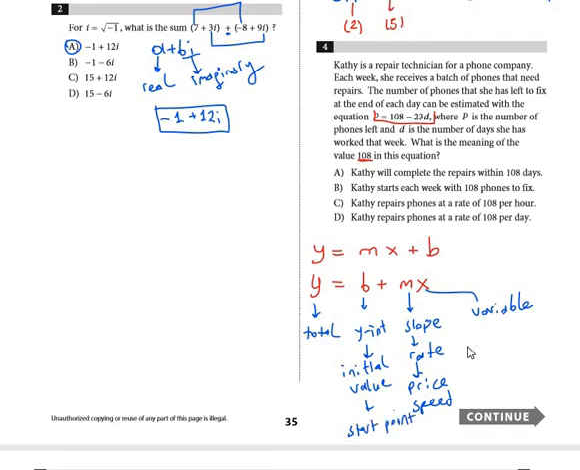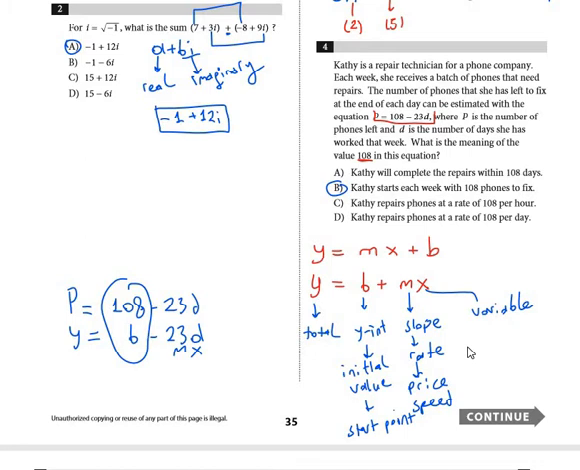So let's match up our equation P equals 108 minus 23D. It is something like this. So P equals 108 minus 23D is something like y equals b minus 23d or b minus 23 mx. So here this is b, which is the y-intercept, which is the initial value. So that is Katie starts each week with 108 phones to fix.